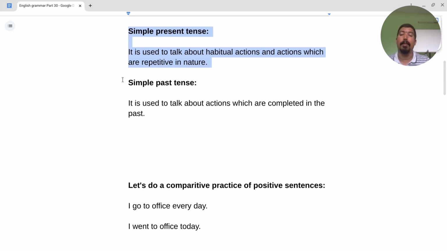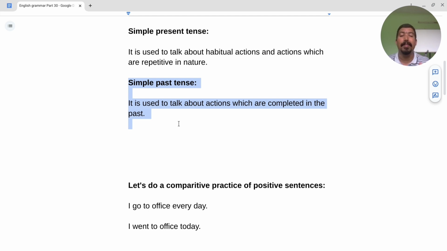So what is the meaning of simple past tense? It is used to talk about actions which are completed in the past. Anything that you did or completed before the present time, that is called past tense. It can be a second ago, an hour ago, a minute ago, this morning, yesterday, last week, a month before or some years before. All these are expressed in simple past tense.